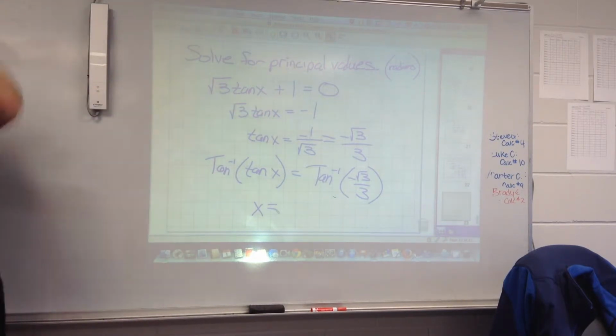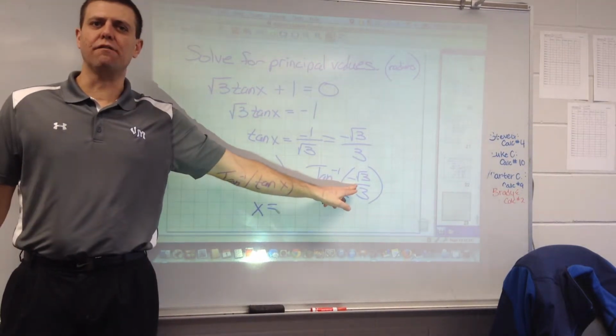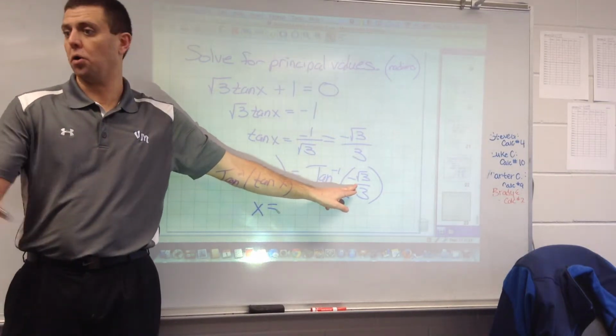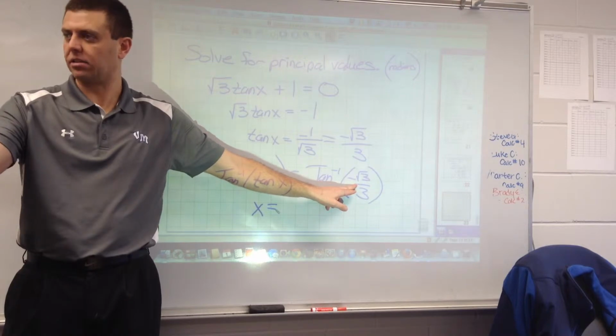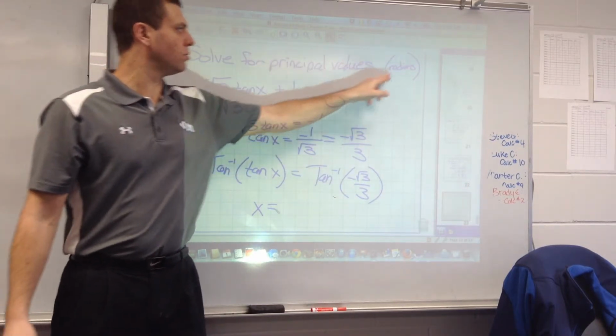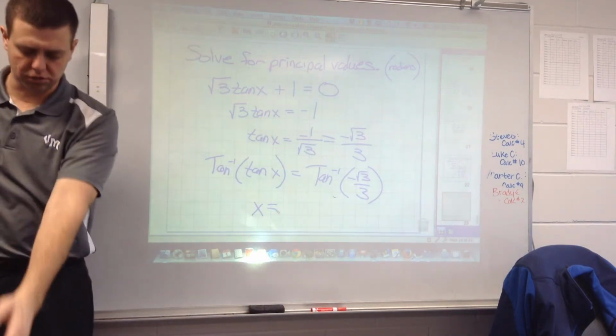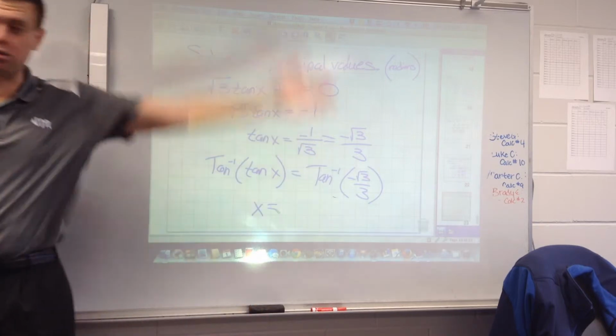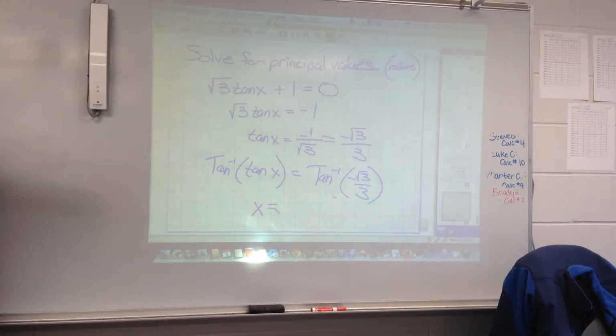Anytime you do inverse tangent, we want all answers between negative pi over 2 and positive pi over 2. Does everybody agree this would be a negative 30 degree angle? Or a 330 degree angle? Or 11 pi over 6? Those are all correct, but they're not in our principal values in radians. When we're doing principal values for tangent, all answers are between negative pi over 2 and positive pi over 2. Okay?